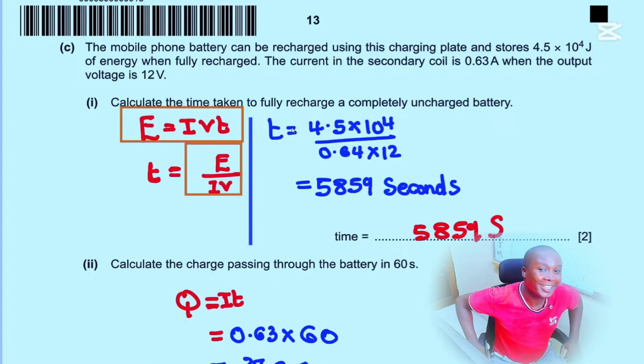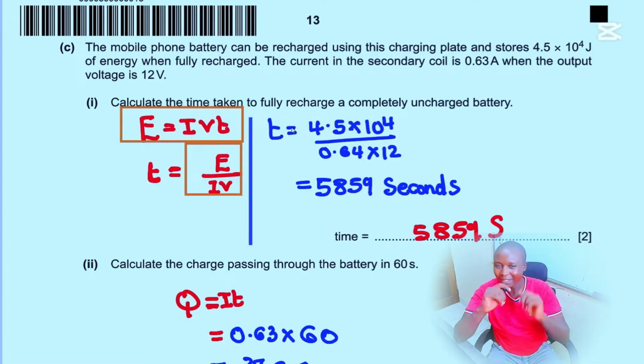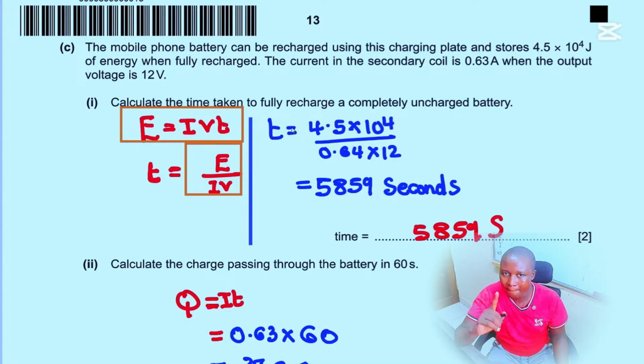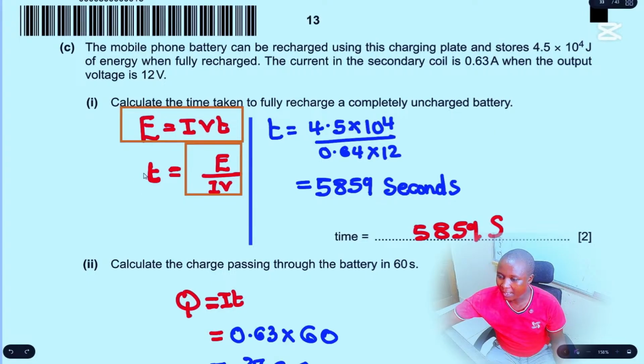If you are given minutes during the exam, remember they are tricking you. They want to make you fail. Remember, time has to be in seconds. Don't forget that. So in that case, if we make T the subject of the formula, our beautiful formula will be time is equal to electric energy over current times voltage. And remember, current times voltage is power.